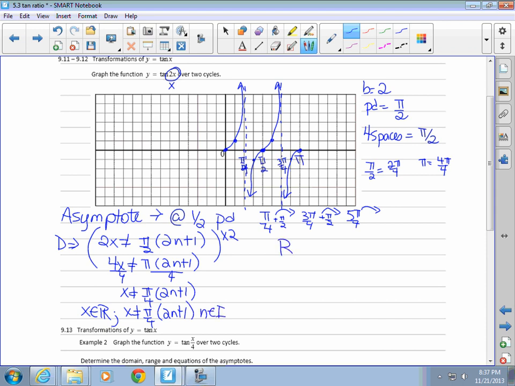My range then, y is an element of real numbers. Equation of the asymptote, x is equal to pi over 4 times 2n plus 1.